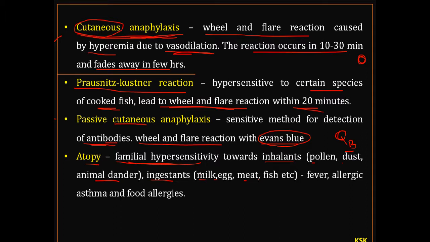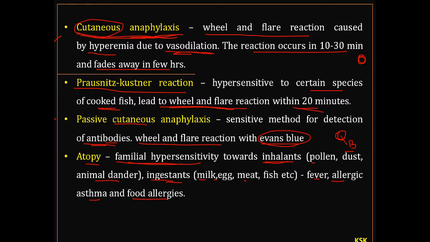If they have taken some milk, they have an aversion towards the milk and egg. If they take it, they can immediately have some allergy on the skin. Suppose the persons were exposed to these inhalants or ingestants, what will happen? It causes hay fever, allergic asthma, and also food allergies. Food allergies can be seen on the skin. These are the various types of type 1 hypersensitivity reaction.